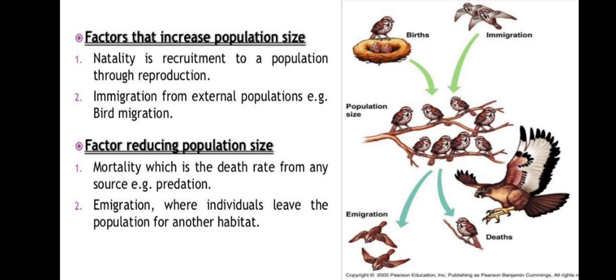Then factors reducing the population size. Which factors reduce the population size? First one is mortality. Mortality, also known as death rate, from any source, for example predation. Then emigration, where the individual leaves the population for another habitat. Here in this diagram we can see clearly the factors that increase the population size and the factors reducing the population size. There are four concepts included: natality, immigration, mortality, and emigration.